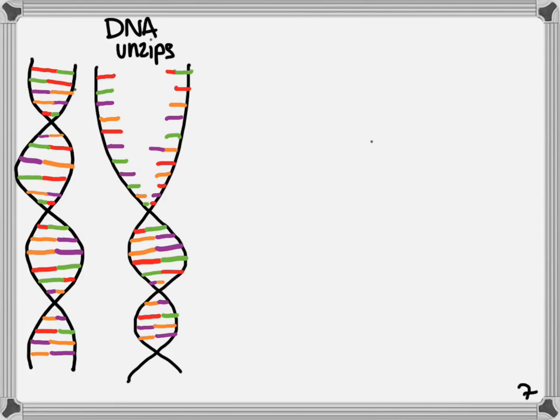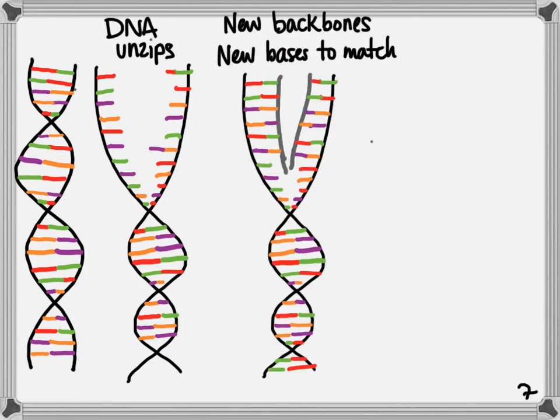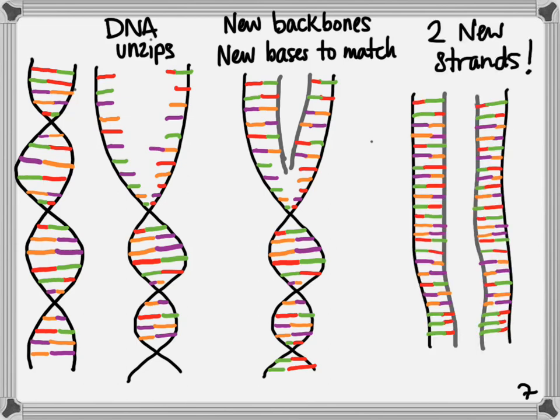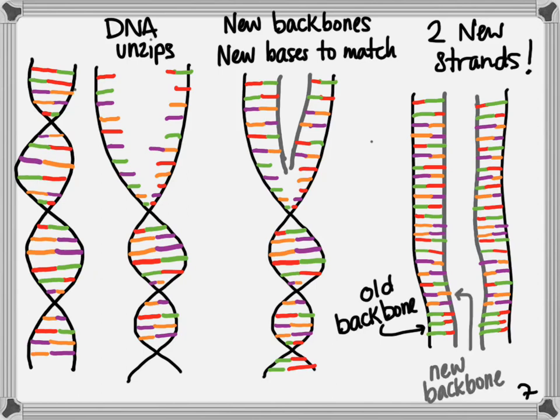Now, a second new sugar phosphate backbone is put into place on each side. New matching base pairs are connected to the backbone and to the original bases. And when the entire strand of DNA has been copied down its length, the two strands separate. And voila, you've got two new strands, each with one of the old backbone pieces, and each with new section of sugar phosphate backbone. Wow, that's actually really simple.